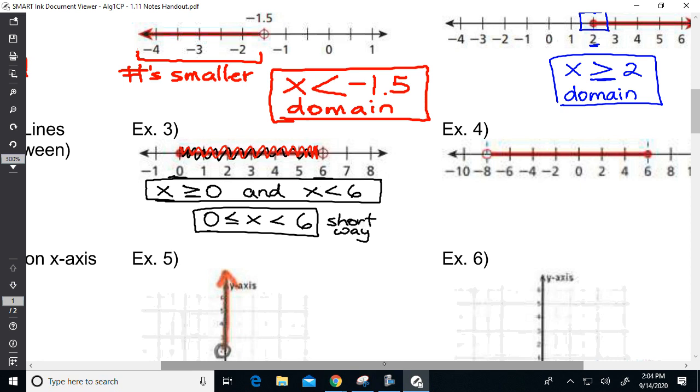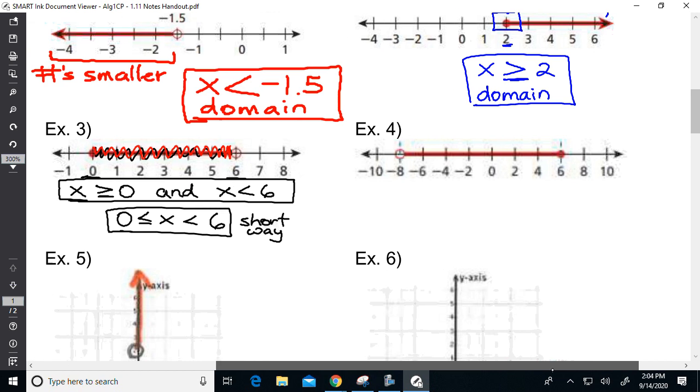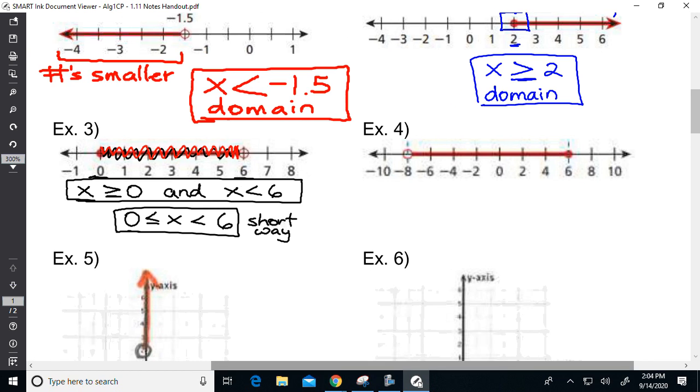Example 4. Example 4 is just like example 3. So we start from -8 and go to the right. If we go to the right, is that less than or greater than? Greater. That's greater than.